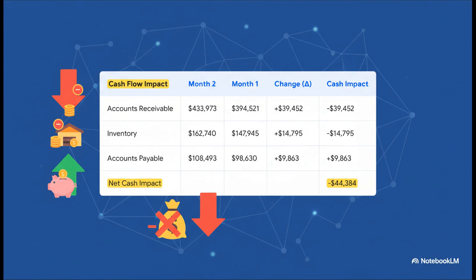An increase in an asset, like accounts receivable or inventory, is a use of cash. Think of it this way. Money that your customers still owe you isn't in your bank account yet. On the flip side, an increase in a liability, like accounts payable, is a source of cash because you're holding onto your money just a little bit longer. So here, even though sales were growing, the net effect was that growth actually sucked up over $44,000 in cash.